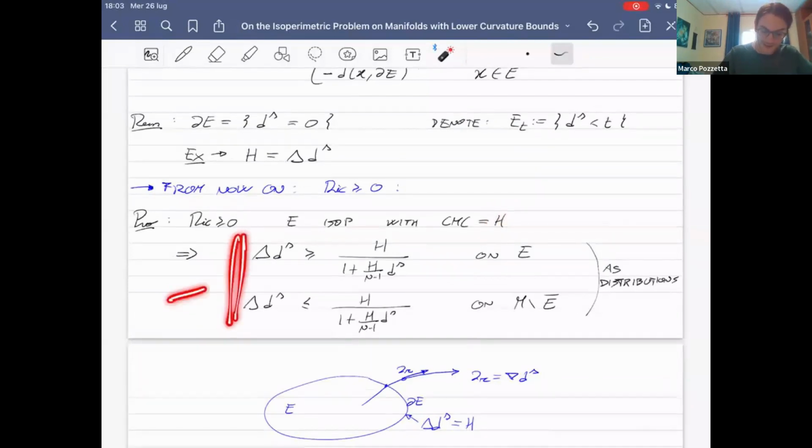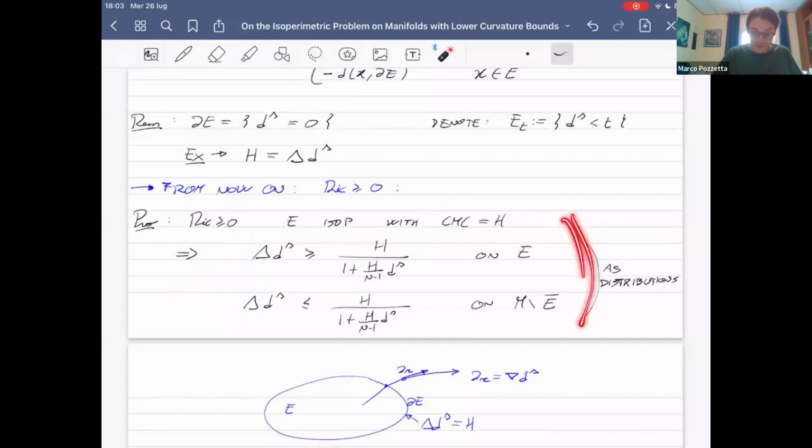So the fact that you have the upper and lower bounds on the Laplacian of the distance function on the whole space, and then you can run the rest of the argument, right? This is actually the crucial point of our work.